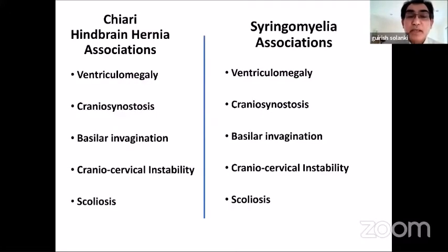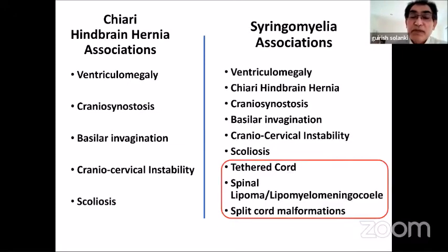Now, we also know that the hindbrain hernia associations are very clear. So if you look in the literature, it is going to be ventriculomegaly, craniosynostosis, basilar invagination, craniocervical instability, and scoliosis. And the same associations of a Chiari are also present in syringomyelia: ventriculomegaly, craniosynostosis, basilar invagination, scoliosis, and craniocervical instability. And in addition to that, we also know that syringomyelia can be present without the Chiari, but with the tethered cord or spinal lipoma or split cord malformations where syringomyelia may be present. So we have to consider those associations when managing Chiari.